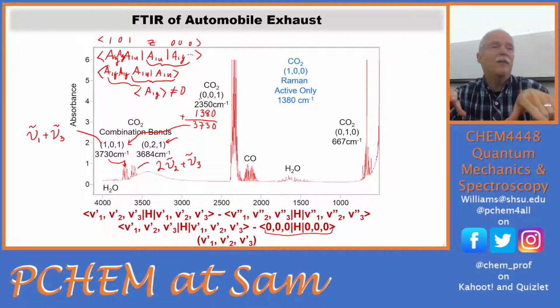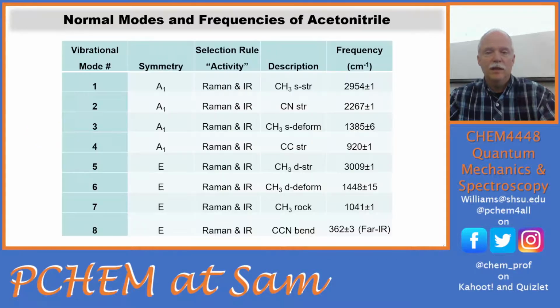That doesn't mean they're not allowed by symmetry. It just means they're not probable, right? So we could come up with a whole lot of allowed combinations. It's the actual result of that integral that tells you if you're going to see it or not in the spectrum. If it's not allowed, you won't see it. If it is allowed, you may or may not see it. Okay, let's look at something that has slightly different symmetry.